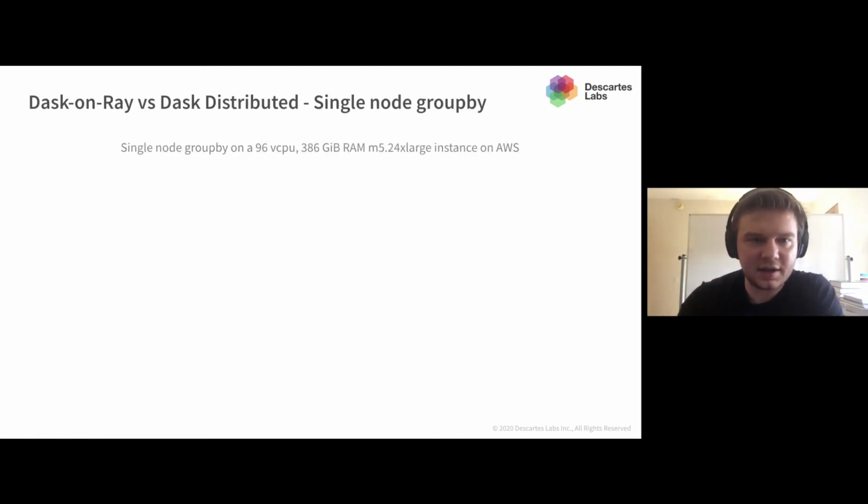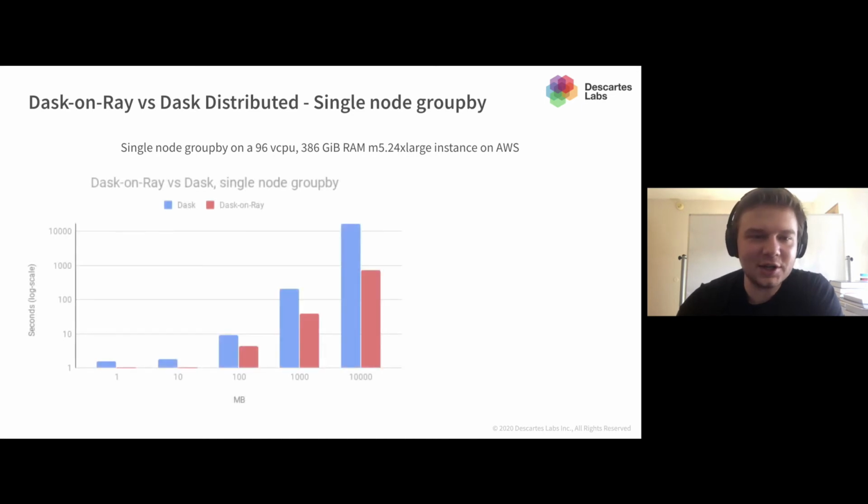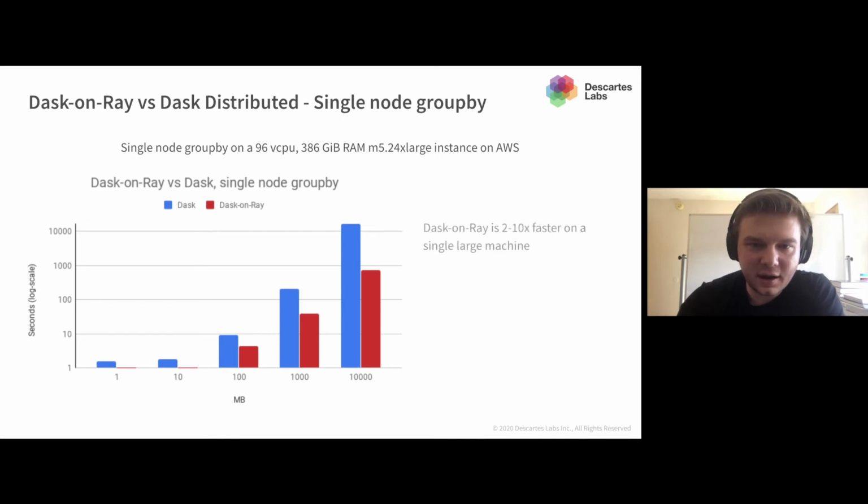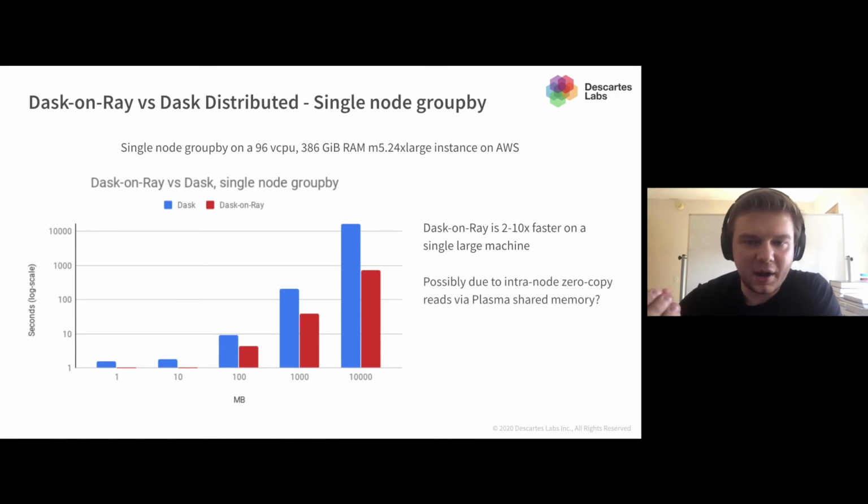For the single node case, we run it on a 96-core, 386 gigabyte RAM instance on AWS, a huge machine, just for fun. And very surprisingly, Dask-on-Ray is anywhere from 2 times faster to 10 times faster on this single large machine, which was pretty surprising. I'm thinking possibly due to intra-node zero-copy reads by the plasma shared memory. That's potentially an advantage for the single node use case.